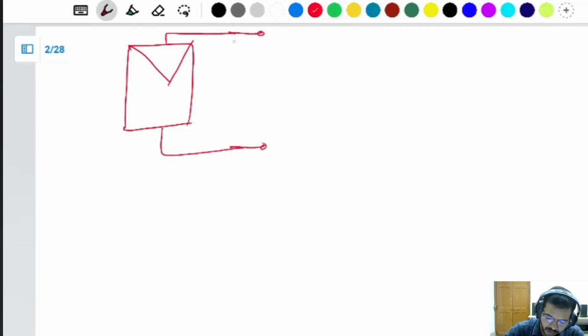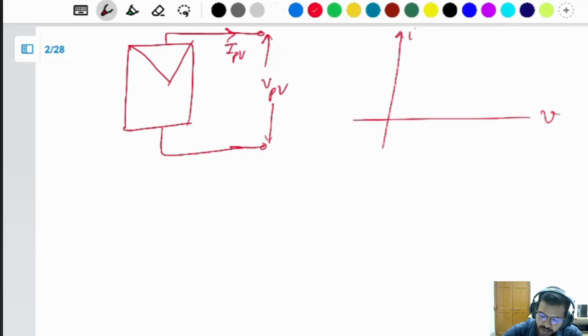with output power, current. The IV characteristic of this is like that only. So the VOC will be ISC. It means if you reduce the current, then the voltage will increase, and if you increase the current, like that, from here to here, the voltage will decrease continuously.